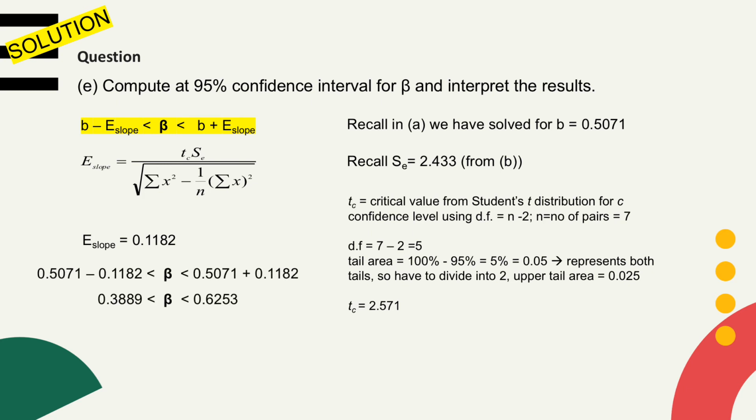Substituting the value of b into the general form of the confidence interval for beta, eventually we will get the confidence interval for beta between 0.3889 and 0.6253. So that answers the fifth question of this problem.